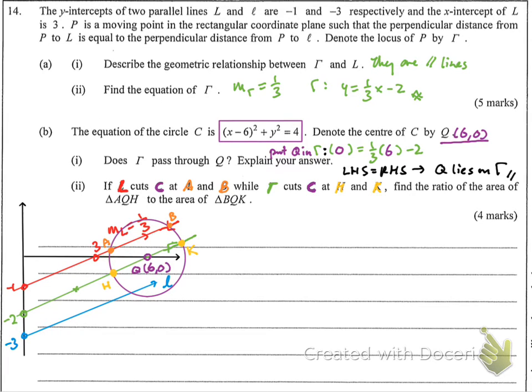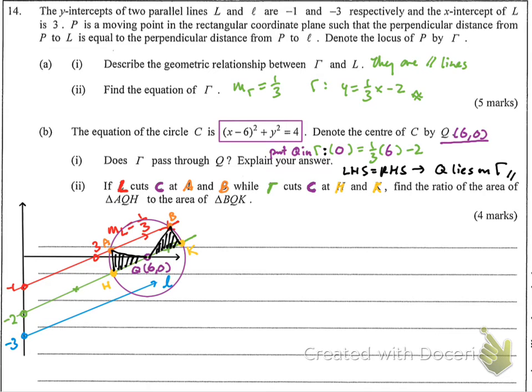And then we want to find the ratio of the area of AQH. AQH will be this triangle, to the ratio of the area BQK. That will be this triangle. So that's how we recover the diagram.